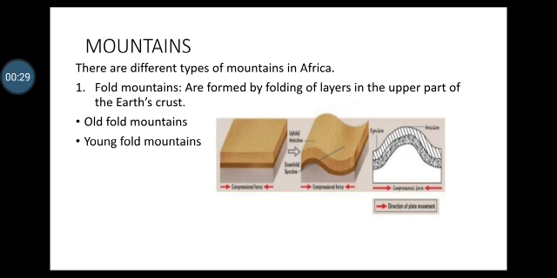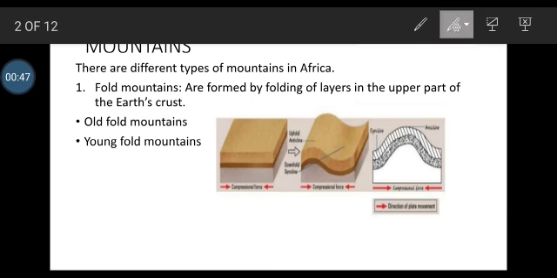So first, fold mountains. Fold mountains are formed by folding of layers in the upper part of the Earth's crust. The compressional force causes the rocks to fold, and this process is known as folding. Let me show you in this picture. This is how they are. This is compressional force. Due to that compression, these folds are there on the rocks. So this process is known as folding, which helps in the formation of fold mountains.